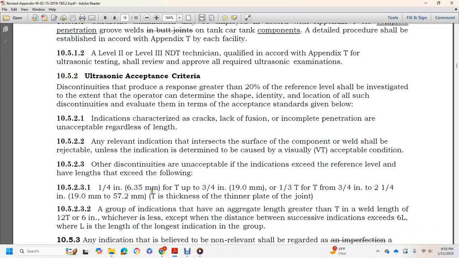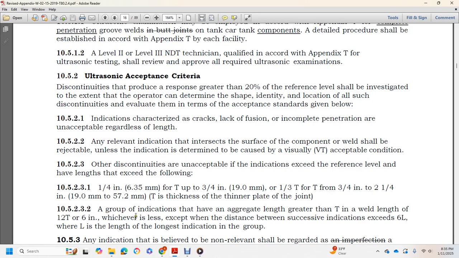Discontinuities are unacceptable if the indication exceeds the reference level and its length exceeds the following: 1/4 inch for thickness of the thinner plate of the joint up to 3/4 inch, and 1/3 the thickness of the thinner plate for thicknesses from 3/4 inch to 2 1/4 inch. T is the thickness of the thinner plate of the joint.